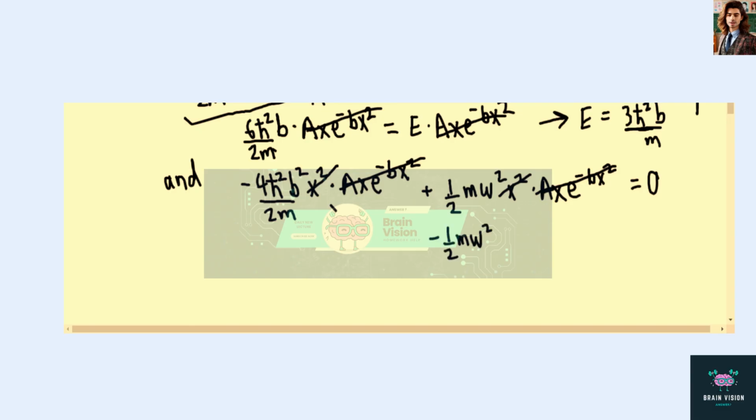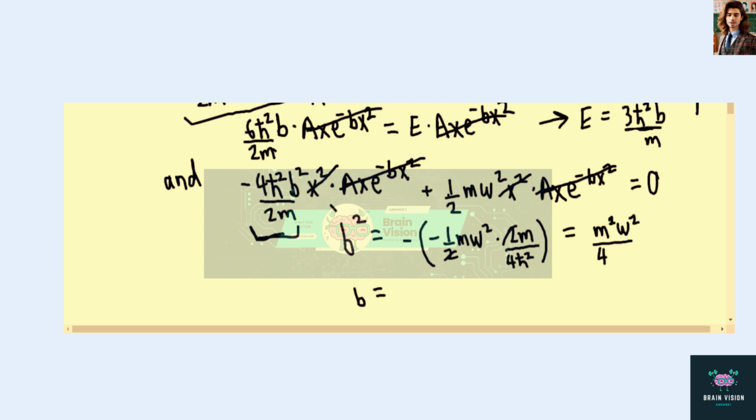And then we can write b squared as this quantity. There are two negative signs that multiply each other. So really b squared is just 1/2 m omega squared times 2m over 4h bar squared, which will of course simplify, and that simplifies to m squared omega squared over 4h bar squared. Taking the square root of that gives b equals m omega over 2h bar.